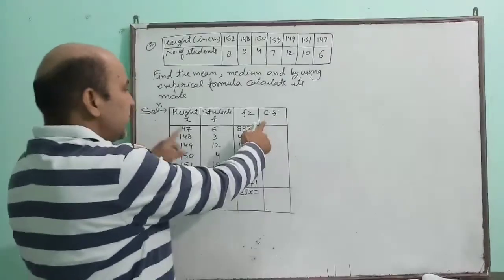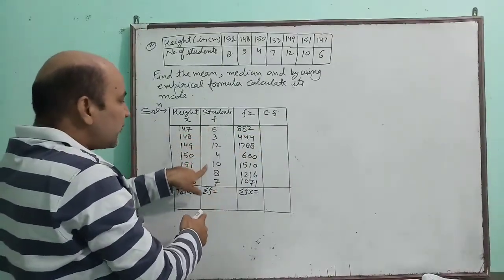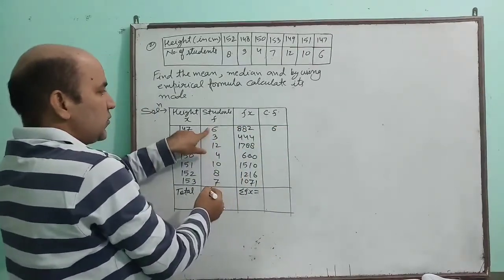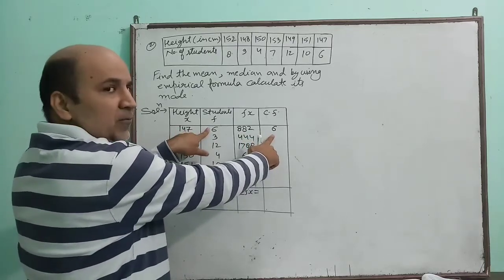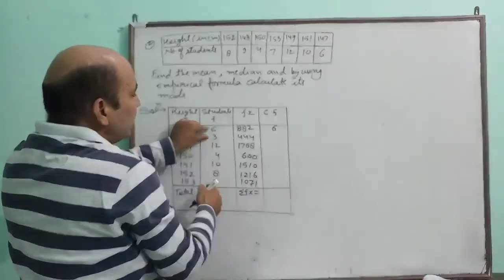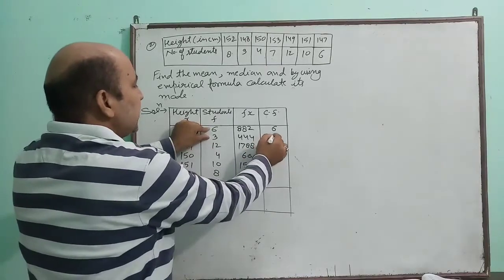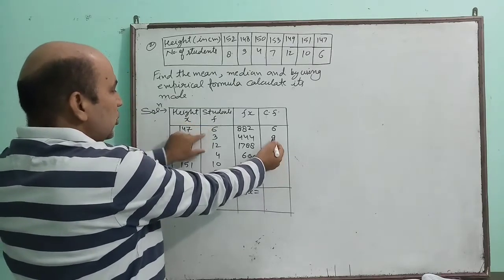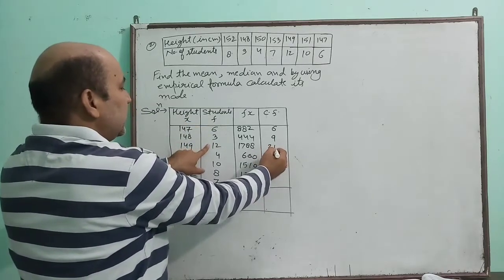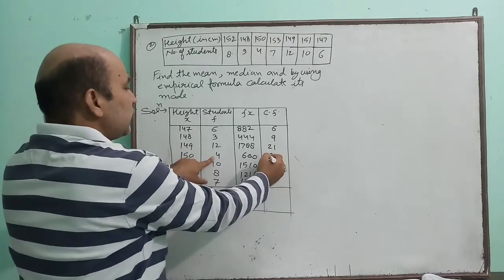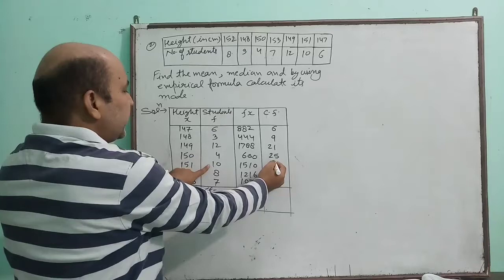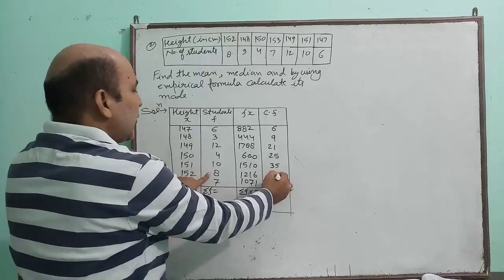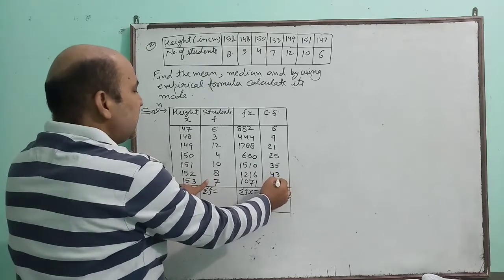Now the cumulative frequency. Cumulative frequency is made from the frequency column only. The first frequency will be equal to the cumulative frequency also. The second cumulative frequency will be the addition of the first two frequencies, means 6 plus 3, 9. The third number will be the addition of these three. So 9 plus 12 is 21. Then 4 is added to 21, then 25. 25 is added to 10, 35. 35 and 8, 43. 43 and 7, 50.